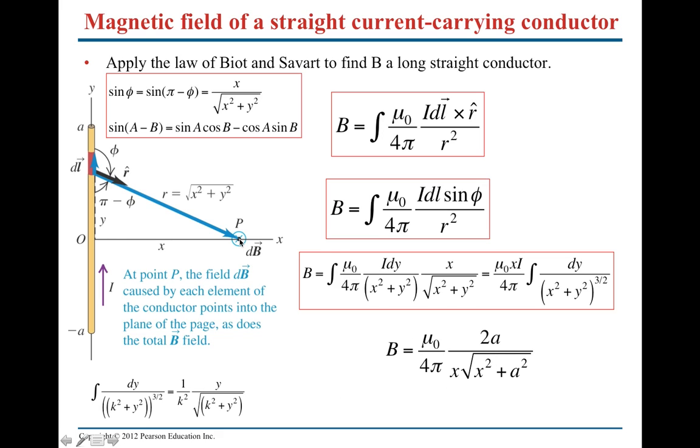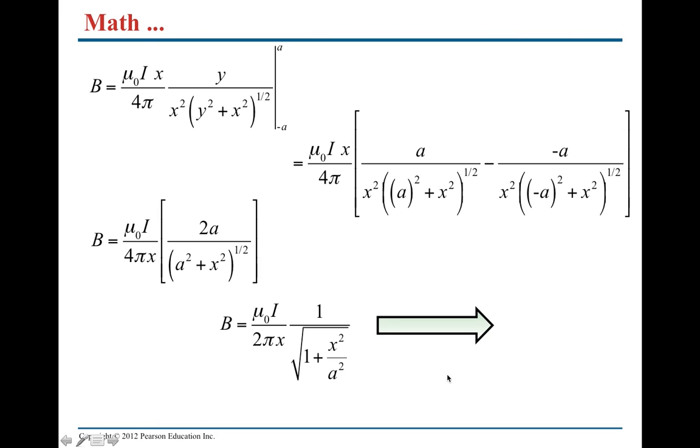at this point. First of all, as you can see, it's into the page using your right hand rule, and this is what it looks like. The detailed mathematical details are here. If you go from minus A to A, then you get the magnetic field in this form.